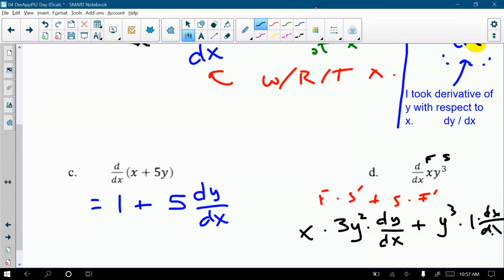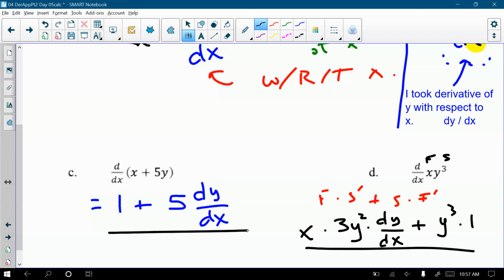So I'm going to actually erase that part. I'm just going to keep 1. We really only put that last part, that dy dx, if we are taking the derivative of a variable that is different than the one that we intend. That's your answer. You don't have to do anything with it.